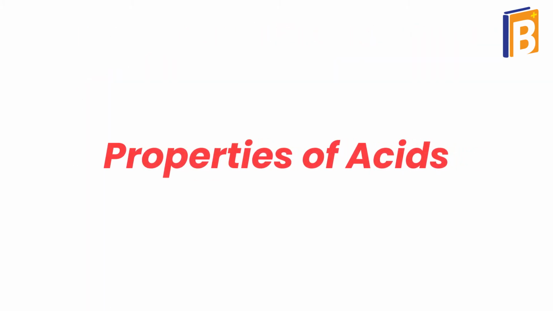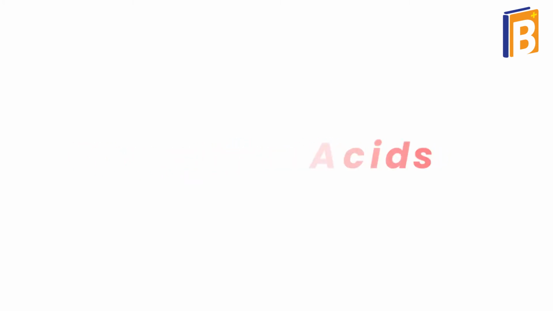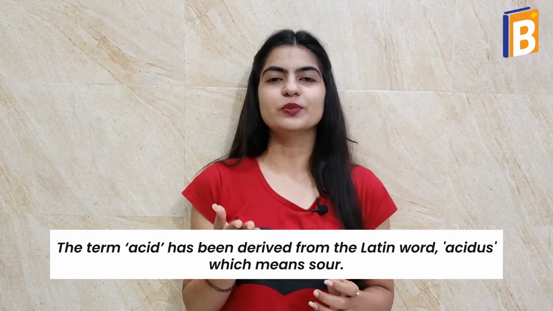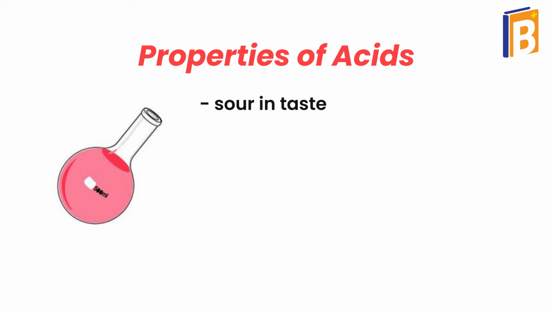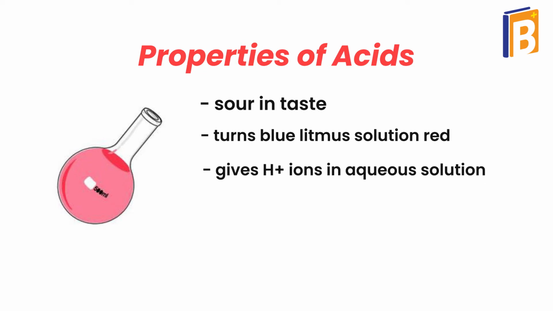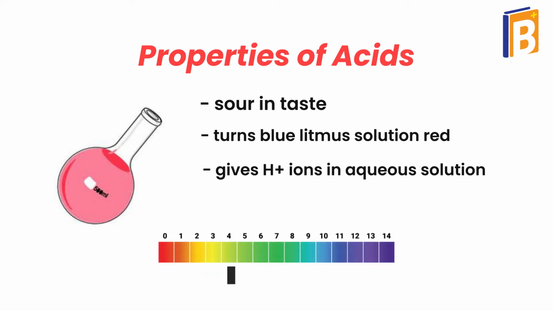Now let's discuss the properties of acids. The word acid is derived from a Latin word acidus, which means sour. Therefore, these are sour in taste. Also, it turns blue litmus to red, and it gives hydronium ions in the aqueous solution. Acidic substances show a pH range below 7. That is, the substance changes from blue to red, and to brighter red if it is more acidic.